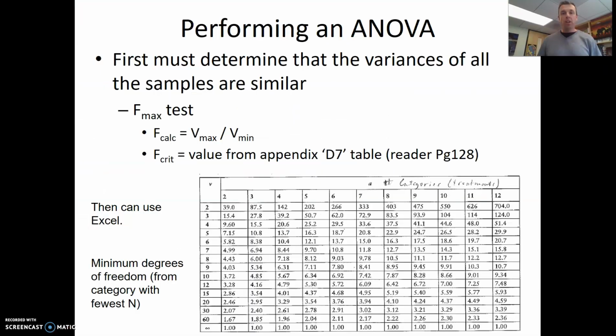Let's jump back to our table here. So if we have 8 groups, that means A is 8, number of categories. So we're looking on this one right here.